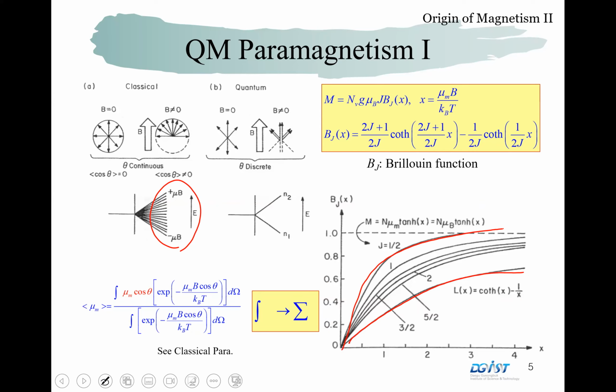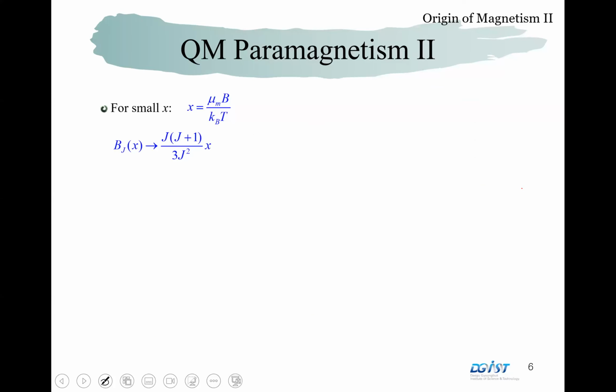The shape of the Brillouin function depends on J. And for small x, where x is the ratio between the magnetic energy and the thermal energy, it's the same as the paramagnetic one. It's the same as the classical one. In the classical one, I used s instead of x here.